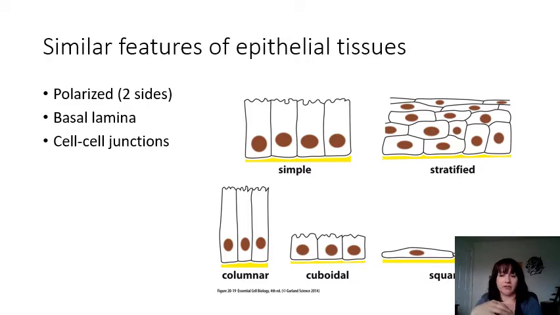There are a lot of cell-cell junctions. As you can see, these cells are all connected to each other, and there's very little extracellular matrix. I don't expect you to memorize the different types of epithelial tissue structures like columnar or stratified, just to recognize that there is a variety. You can have a single layer, multiple layers. Right?